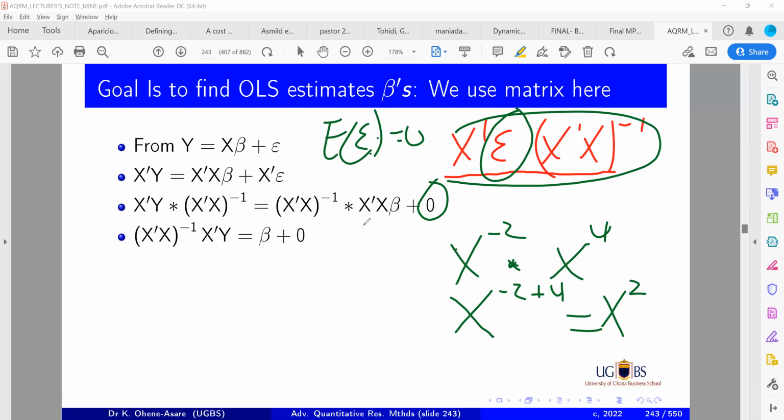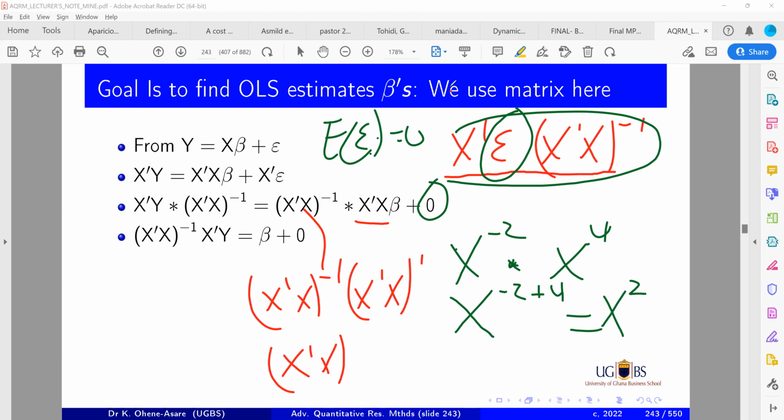So now that principle is what we are going to use here. So now you have this x prime x to the power -1, and then you have another one here, which is x prime x to the power 1. You don't see it, but it's to the power 1. Okay, watch it carefully. That will mean that you are going to have x prime x to the power 0, because -1 plus 1 will give you 0.